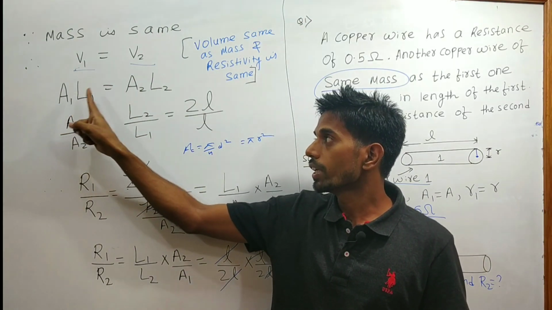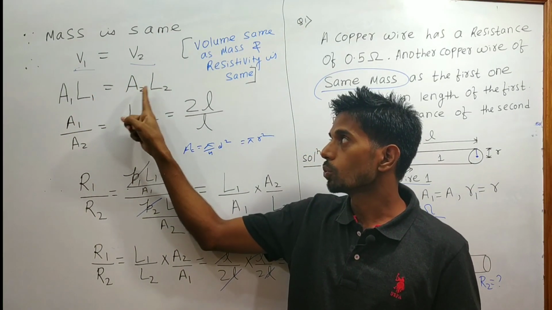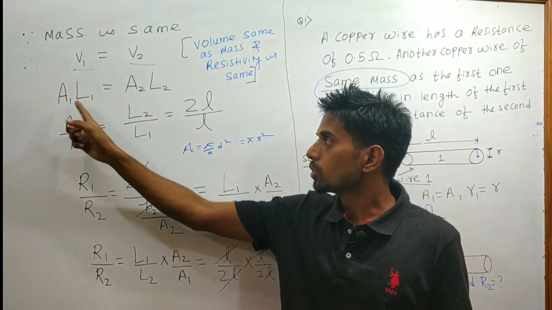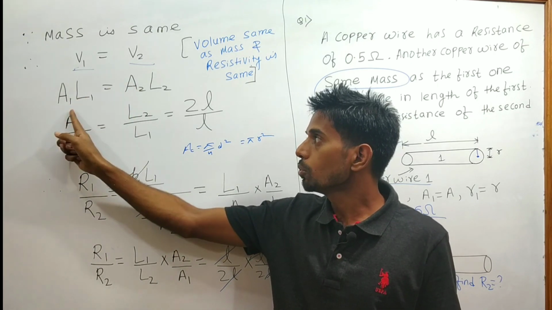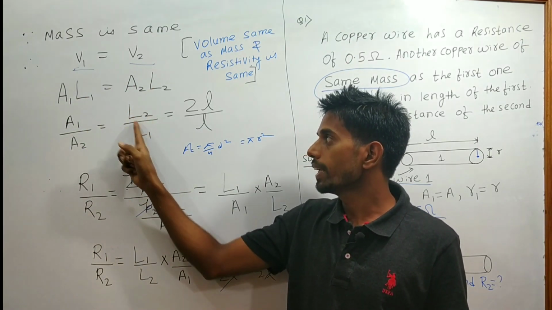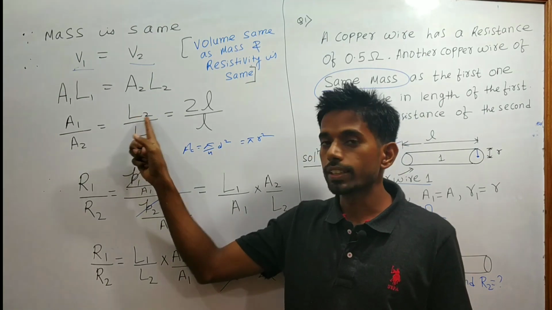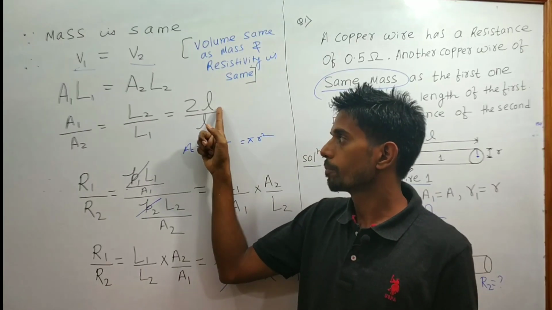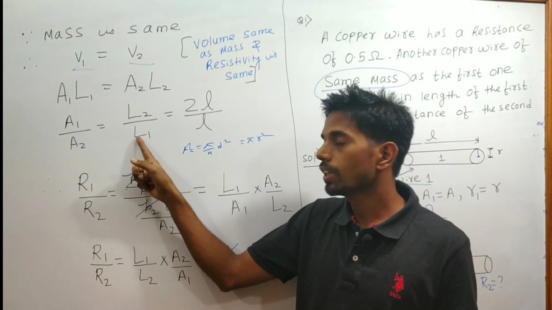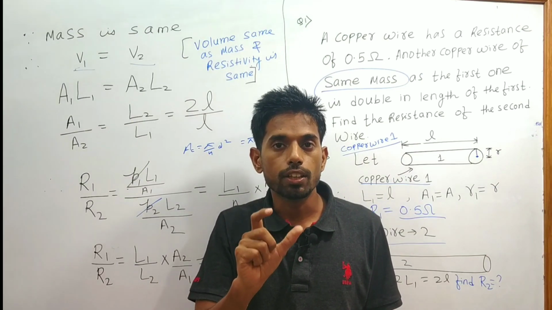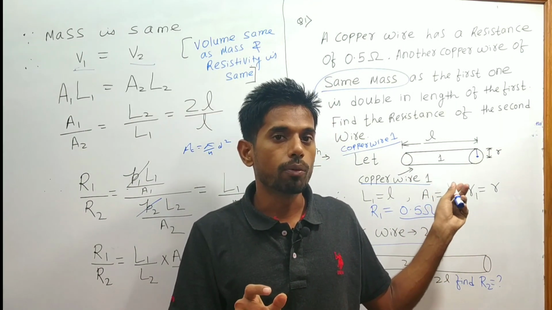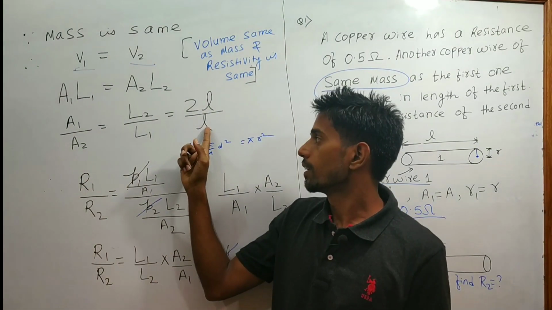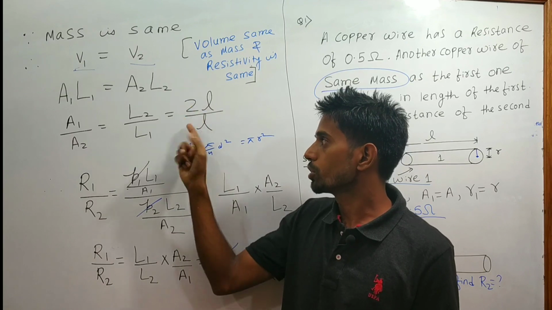Therefore, area 1 into length 1 is equal to area 2 into L2, because volume is area into length. So what is the value of A1 by A2? A1 by A2 is equal to L2 by L1. And what is the value of L2? It is given L2 is equal to 2 times L1, that is 2L. And what is the value of L1? We have taken the length of the first conductor as L1, and L1 is L. So LL cancel, we get 2:1 value.